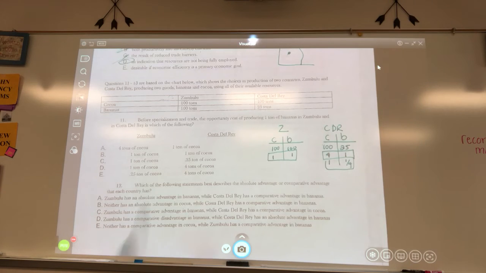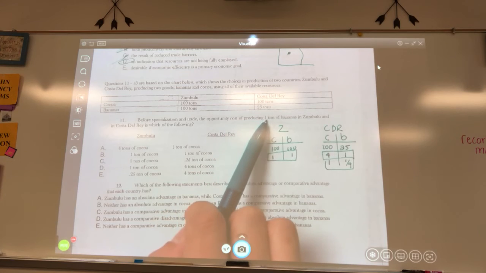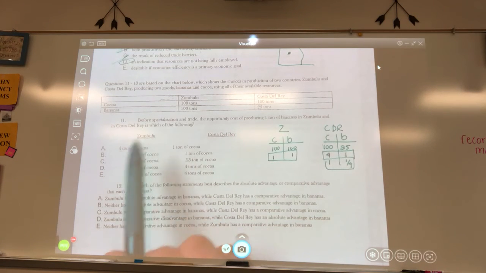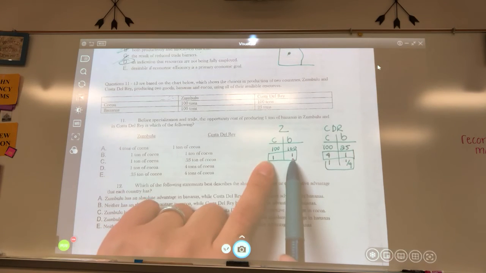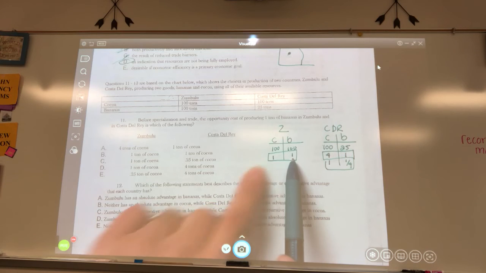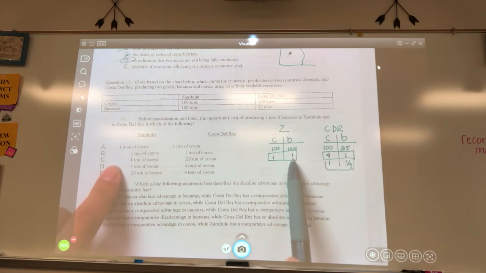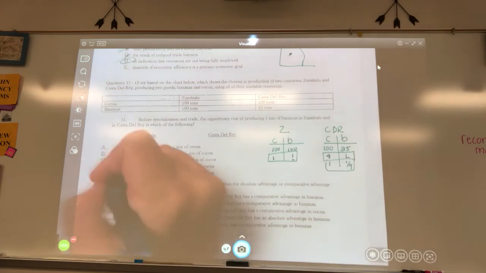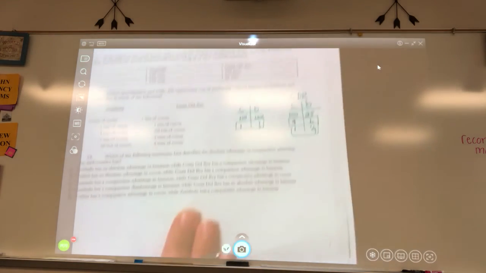So, before specialization and trade, the opportunity cost of producing 1 ton of bananas in Zimbulu and Coastal Del Rey is the following. So what is the opportunity cost? When they produce 1 ton of bananas, what does Zimbulu have to give up? I need to find where it says 1 ton of cocoa, so it's either B, C, or D, right? And when Coastal Del Rey does 1 ton of bananas, they give up how much cocoa? So what's my answer? Thank God I did my little chart, because it helped me. Let's look at the next one.